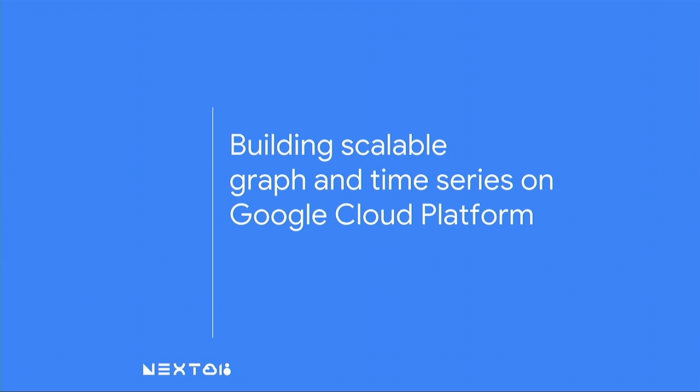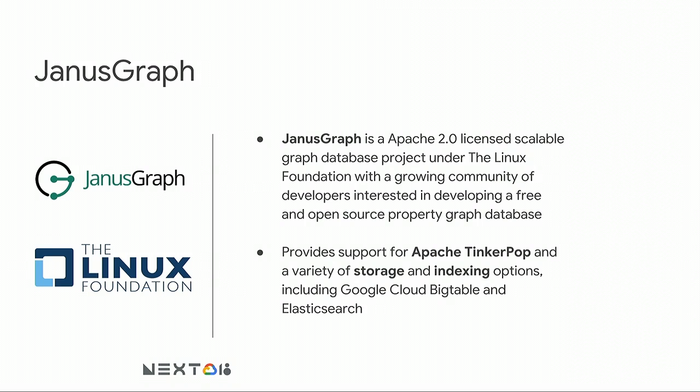Thank you, Brian. So as we mentioned earlier, JanusGraph is an open source, scalable distributed graph database. It's an Apache licensed project, backed by the Linux Foundation. There are a number of users and developers of this project now. It's quite popular and it's growing very quickly. JanusGraph provides a variety of support for different storage backends as well as indexing backends. And here we're going to explore how to use JanusGraph with a Bigtable backend for storage and Elasticsearch for indexing.